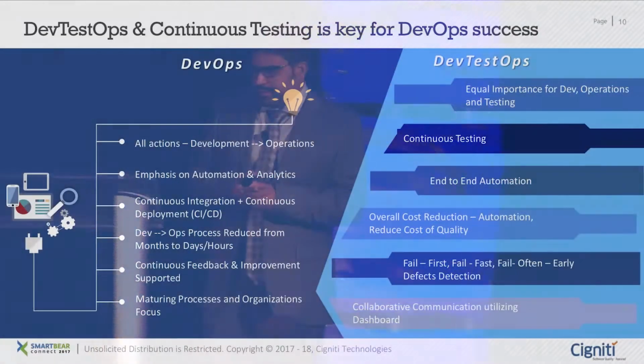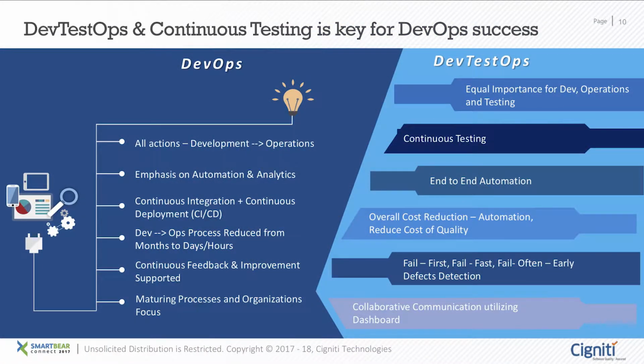So coming to the topic of how DevTestOps and continuous testing are key to DevOps success. DevOps was coined around 10, 11 years back at a conference, and the way it has been integrated is about how development and operations work hand in hand, with the emphasis on automation and analytics, and how the process reduces from months to hours.